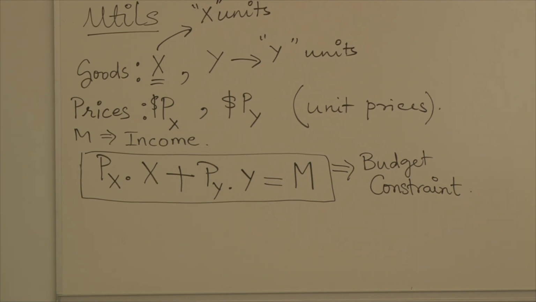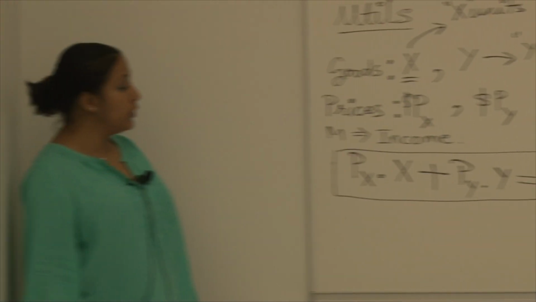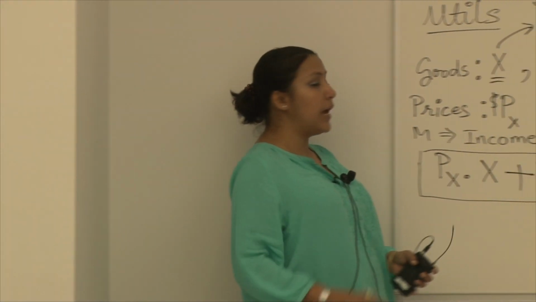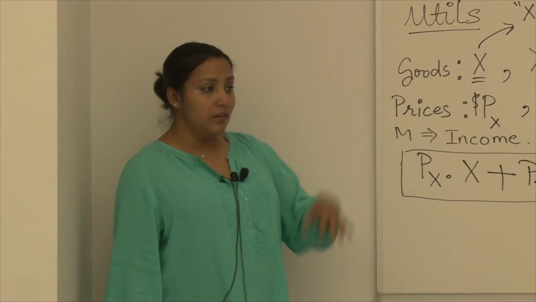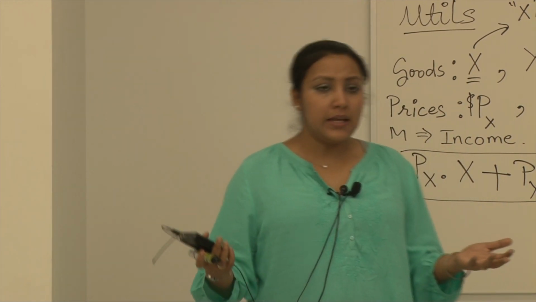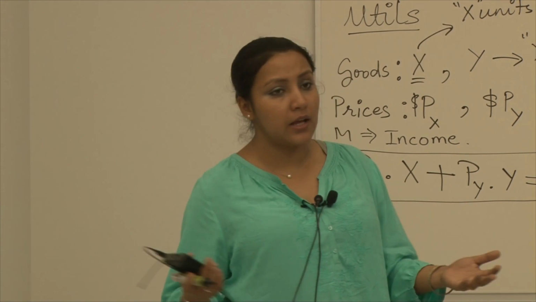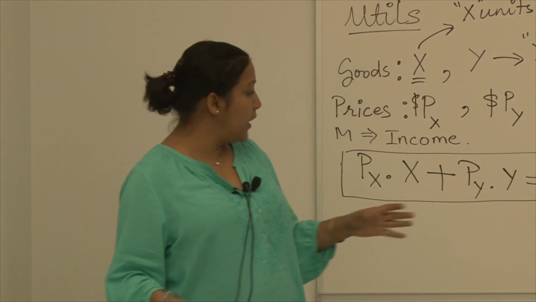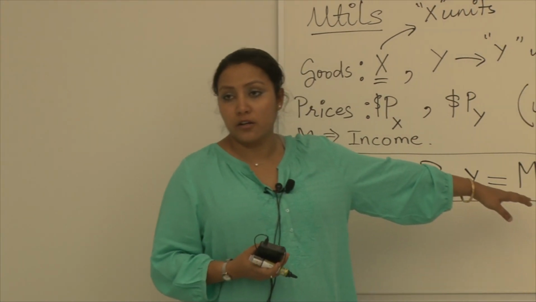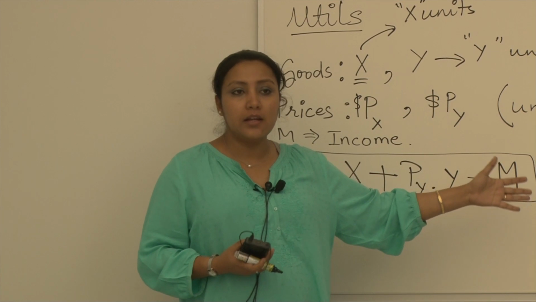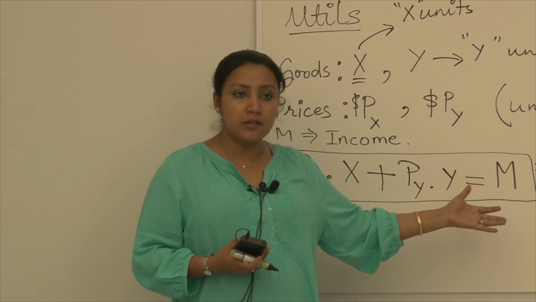Okay. More intuitively, what does that mean? It just means that if an individual had to make a choice between buying two goods, X and Y, and he has to decide how much of good X can I buy and how much of good Y can I buy, then he is constrained by the money in his pocket. He cannot buy as much as he wants. He is constrained by his budget, as simple as that.